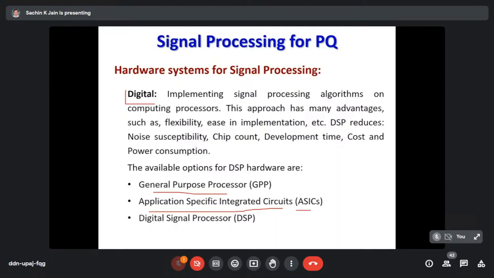Okay, or you use digital signal processors. Now digital signal processors are again processors, just like microprocessors or controllers, but they are designed specifically for performing digital signal processing tasks. So they are different from general purpose processors. How to decide whether to use ASIC or GPP or DSP?